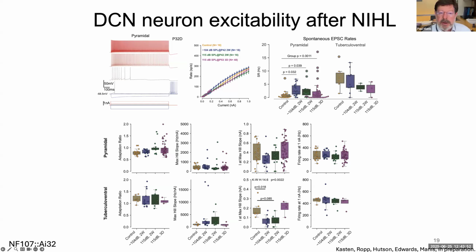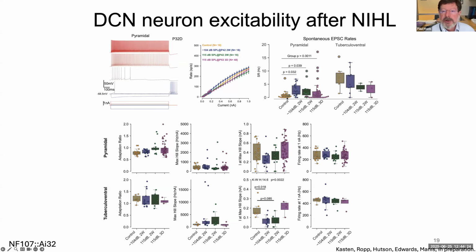The current at which the slope was maximum, however, generally decreased in the pyramidal cells. It's not statistically significant because there are some outlier points here, but you can see the same pattern in the tuberculoventral neurons, where with both of these intense noise exposures after 2 weeks, the current at which the slope is maximum is much smaller. So they're left shifted in their firing current relationship slightly. But there's no change in the maximal firing rate.